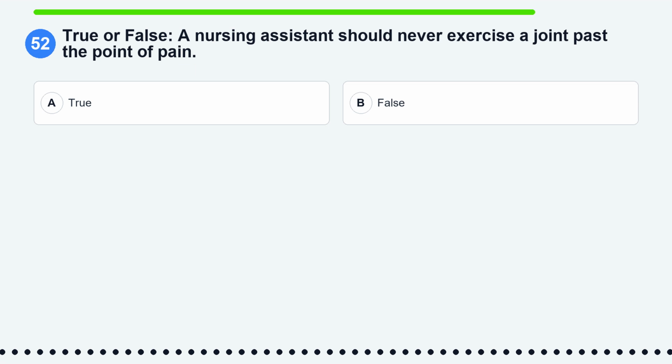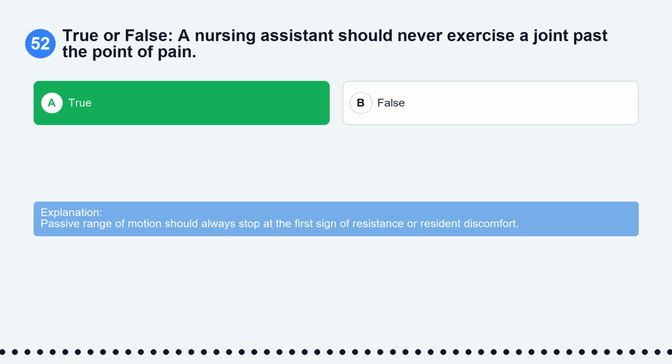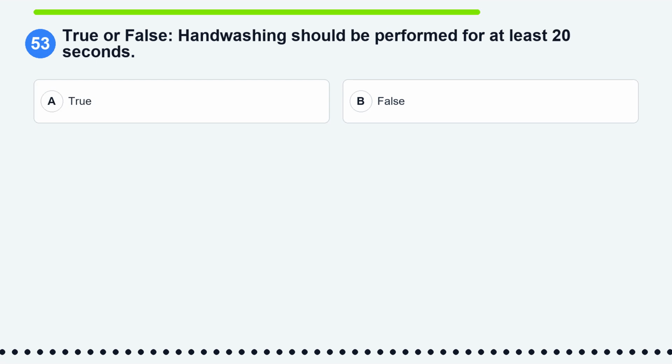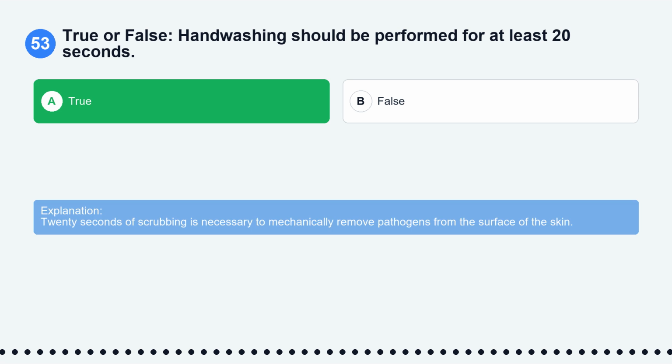Question 52. True or false? A nursing assistant should never exercise a joint past the point of pain. Option A. True. Option B. False. The correct answer is option A. True. Passive range of motion should always stop at the first sign of resistance or resident discomfort. Question 53. True or false? Hand washing should be performed for at least 20 seconds. Option A. True. Option B. False. The correct answer is option A. True. 20 seconds of scrubbing is necessary to mechanically remove pathogens from the surface of the skin.